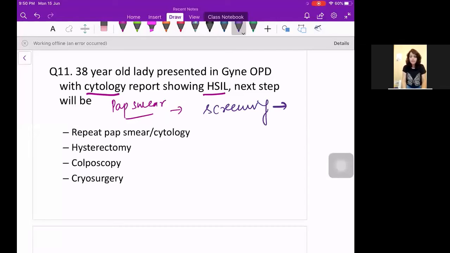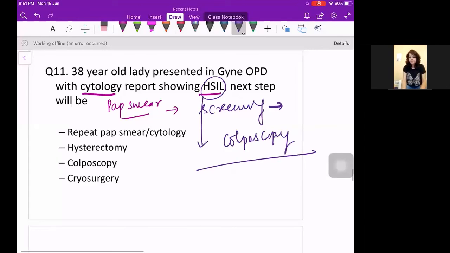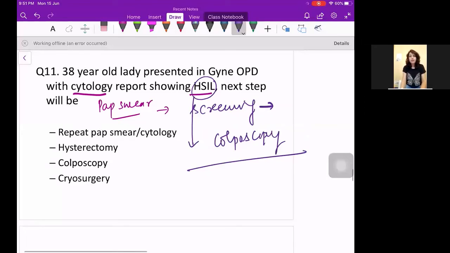So age of the patient, whether it is 35, whether it is 40 and all, straight away, depending upon the screening test report, we can never offer any treatment. We have to confirm it first. So always the HSIL report needs to be confirmed on colposcopy. Colposcopy is a three-dimensional study where you aim at visualizing the transformation zone.